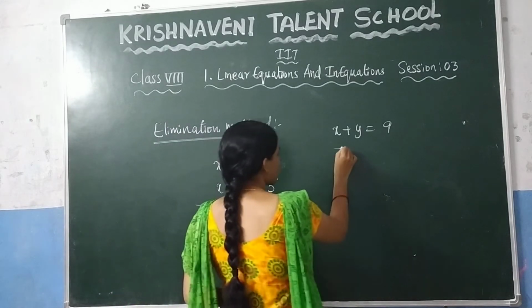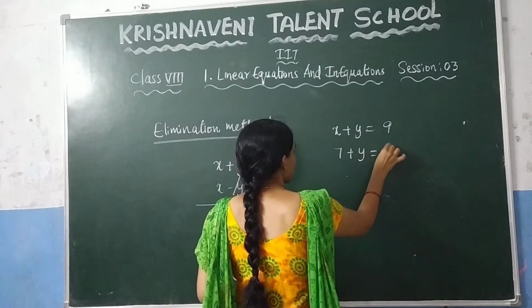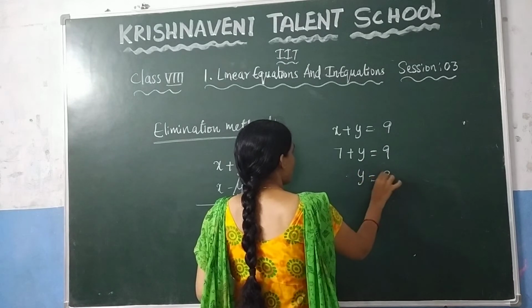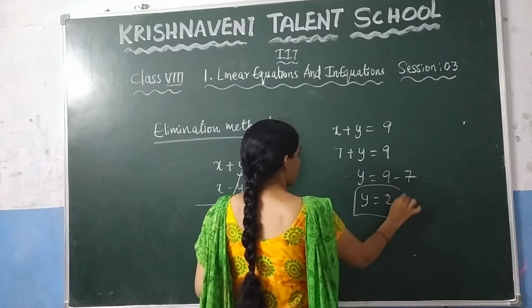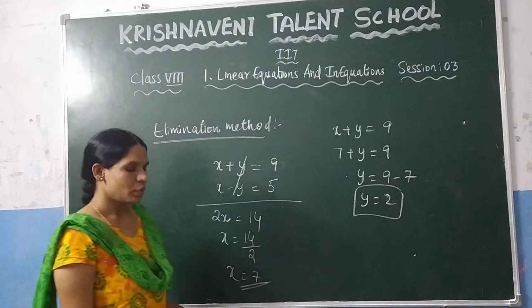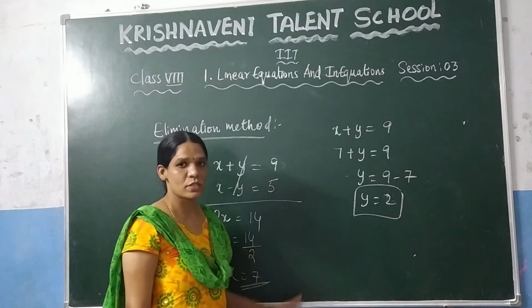What is the value of x? We got 7 plus y is equal to 9. What is the value of y, which is 9 minus 7? You got the value of y, which is 2. Now you got the x and the y values, which are unique.